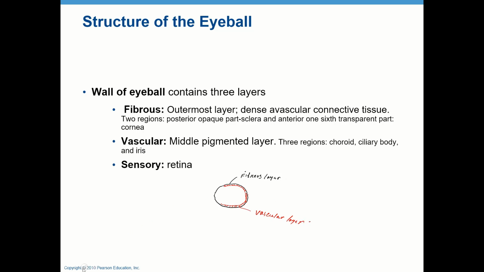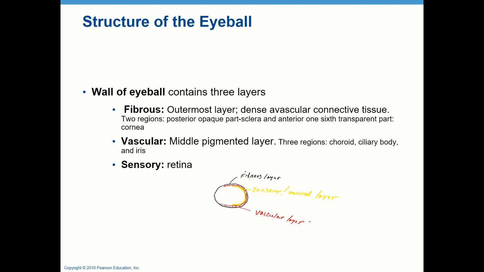Then you have another layer, that is the innermost layer, which is the sensory, also called sensory neural layer, but this layer is only present in the back part, that means the posterior innermost layer. It is not in the front, only in the back part, and that is the most important layer. Why? Because the retina is in that layer. So that is the sensory, also called neural layer.